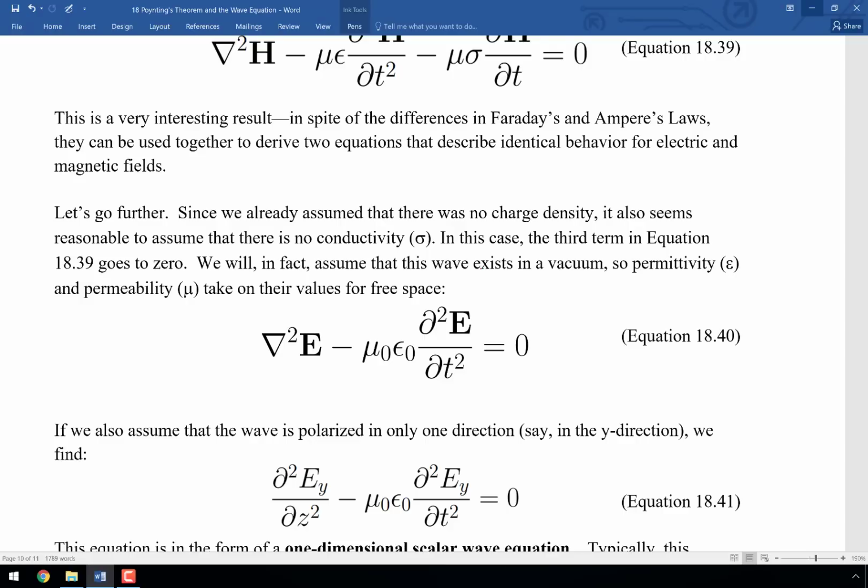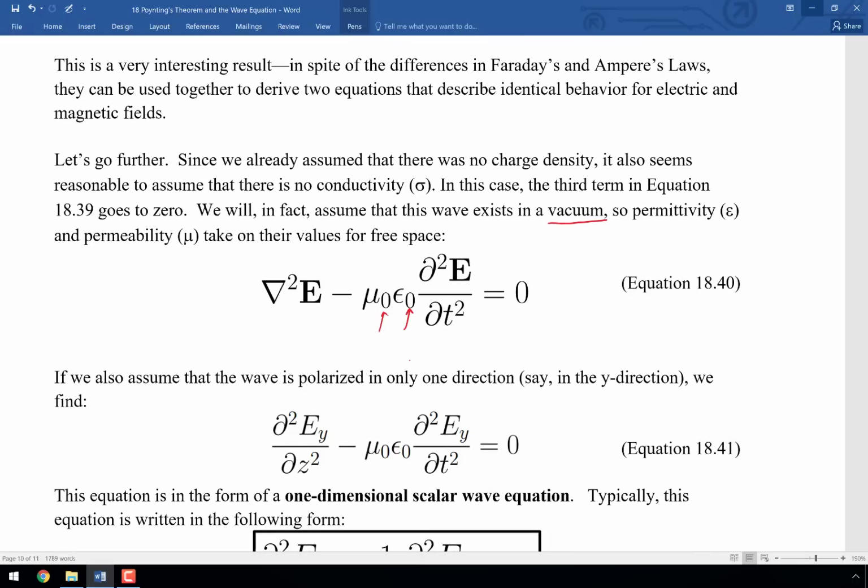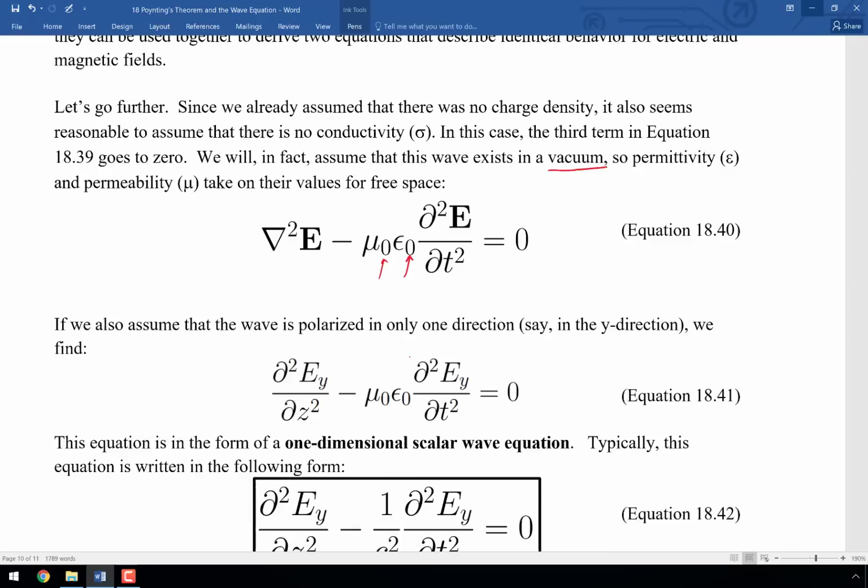And then I can assume that the wave is going to be polarized in only one direction. I should mention that we were studying waves in a vacuum, so we picked up the two subscripts here on mu sub 0 and epsilon 0. And now I'm going to assume that my wave is polarized in only one direction. It could be x, could be y, could be z, but I'm going to assume that it's in the y direction for this one case.